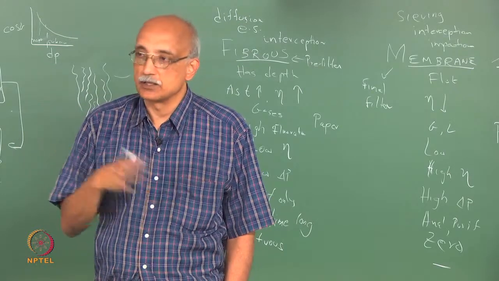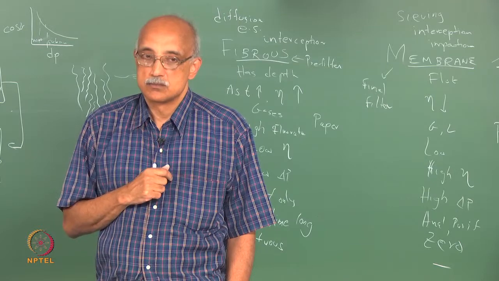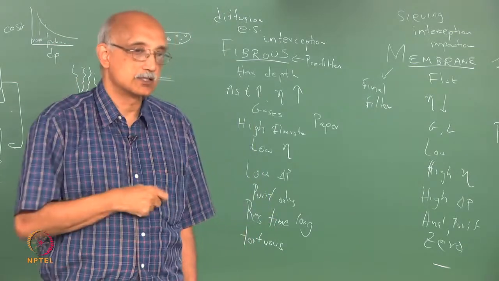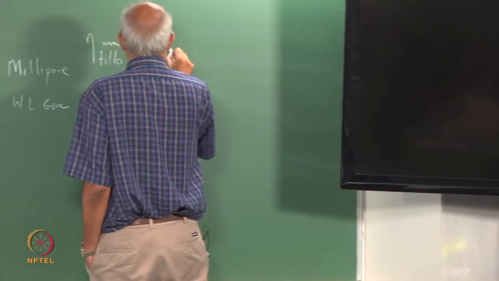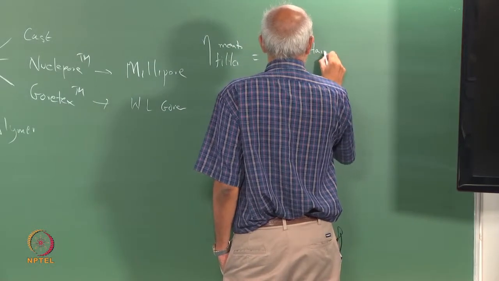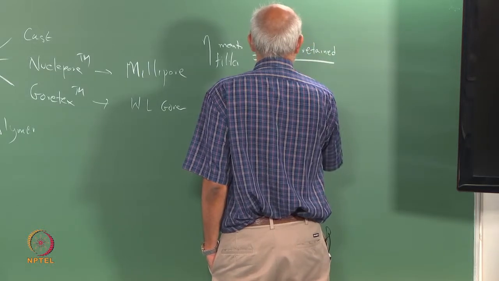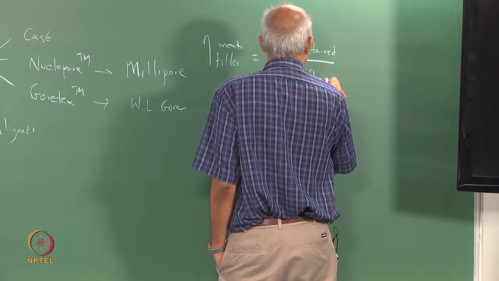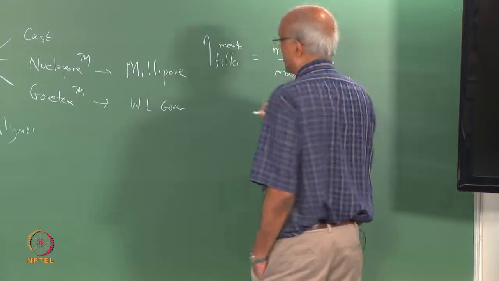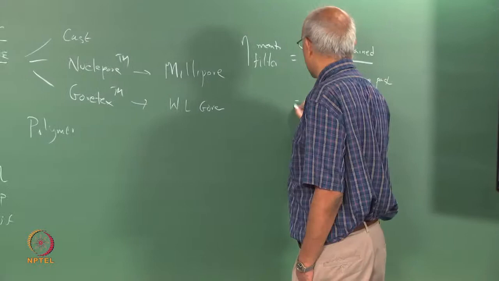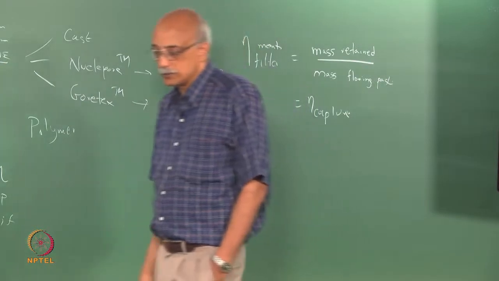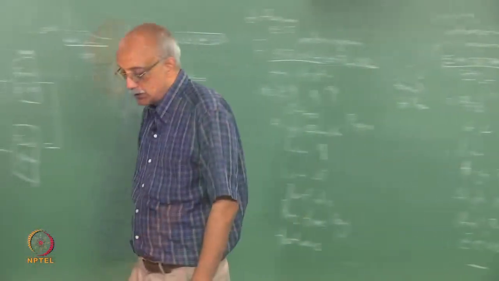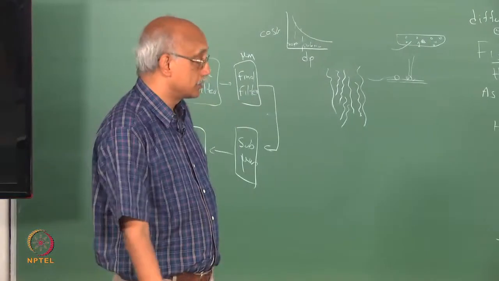Suppose you were asked to come up with an algorithm for it. Is there something we have discussed before that has a bearing on this? The simplest way to look at it is the amount retained, you can look at it as mass retained to mass flowing past, or what's the term we used for this earlier, it's the capture efficiency, right. So, the efficiency of a membrane filter is simply the capture efficiency of the filter.